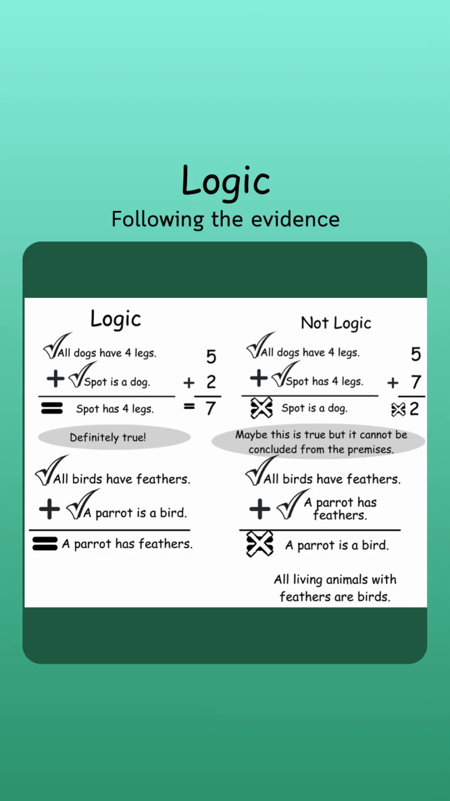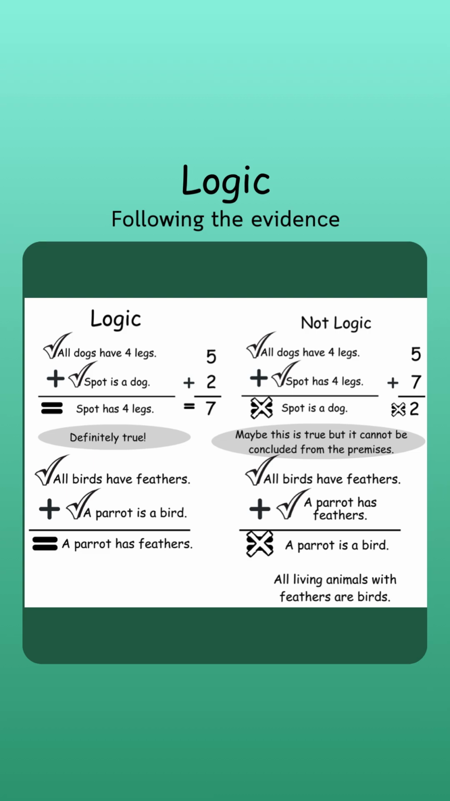All birds have feathers. A parrot is a bird. Those are 2 true facts. All birds have feathers. A parrot is a bird. So we can logically conclude that a parrot has feathers. Now on the other side, all birds have feathers. A parrot has feathers. Can we logically conclude from those 2 pieces of information that a parrot is a bird?